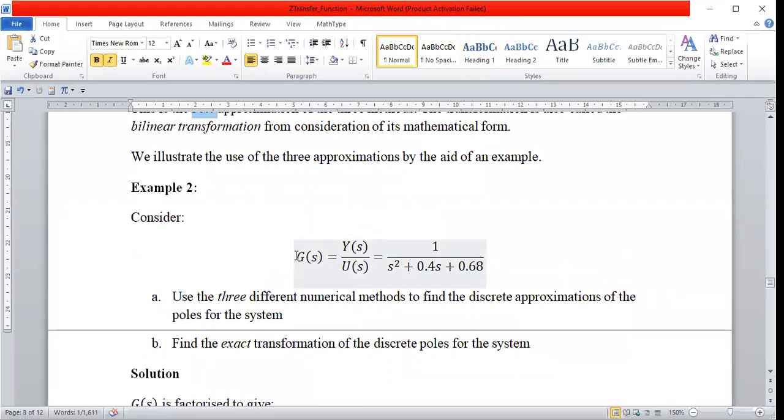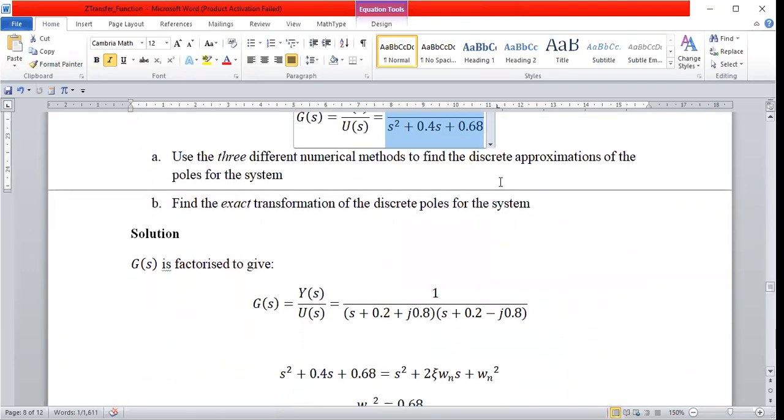In this example, which is example 2, you are given this transfer function, and this transfer function is in the s domain, the Laplace domain. You are asked to use the three different numerical methods to find the discrete approximation for the poles of the system. Remember, the poles of the system have to do with the denominator. Then part B says that you should find the exact transformation for the discrete poles.